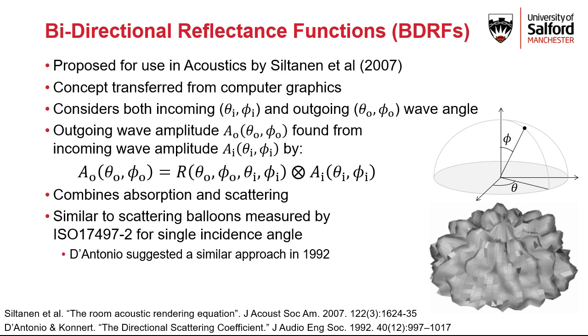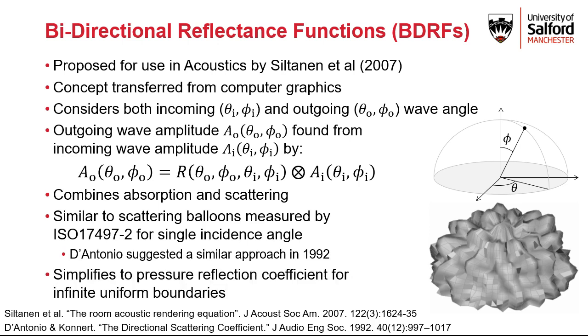Back then, some of the technology wasn't really present to allow this to be done effectively, I would argue. And, of course, this actually simplifies to the pressure reflection coefficient for infinite uniform boundaries. So what you'll find is that the bidirectional reflectance function becomes a specular reflection, and all the energy goes in the specular reflected direction you'd expect it to.